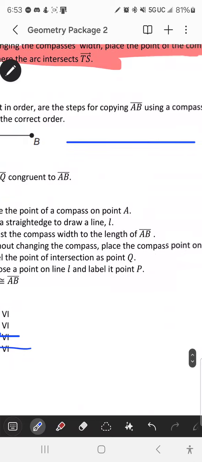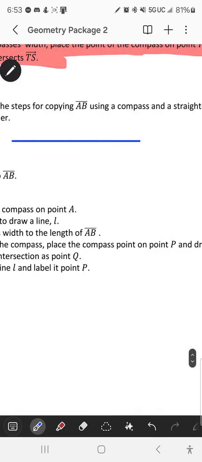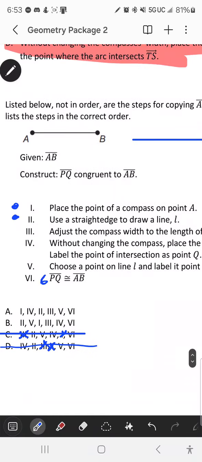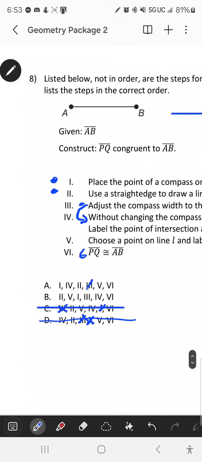Now let's see, without changing the compass, place the compass point on point P and draw an arc that intersects line L. Okay, without changing the compass. So 4 needs to be after 3 because we are first measuring the compass width, and without changing it, we need to place it on line L. So 4 cannot be before 3. So I take away A. Now, based on that, we're left with B. Now let's see if B makes sense.